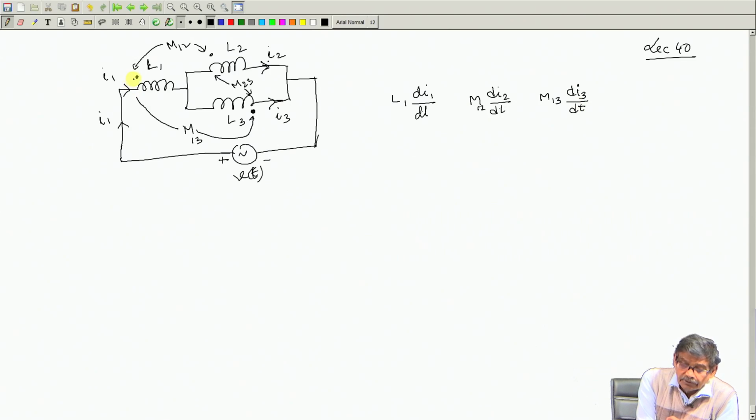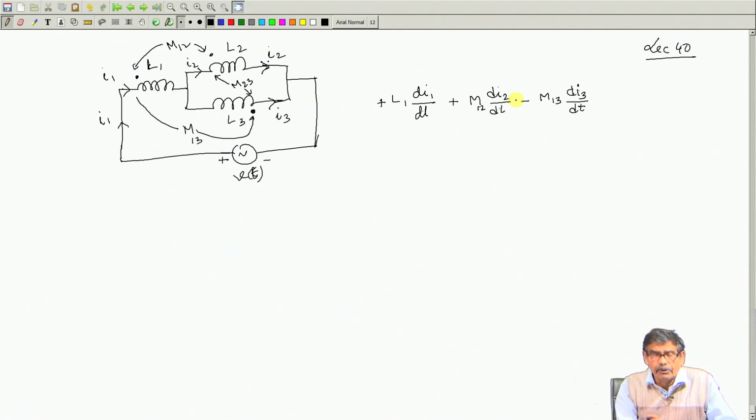Now, the question is, the drop across terminals A B, L1 dI1/dt, fine, this will be plus. What about the other terms, plus minus or minus plus? How do I decide? You see, I2 is flowing like this, through the dot it is entering, therefore the mutual induced voltage in L1 will be at the left side dot, so plus. For this coil, it is leaving the dot, therefore the right hand side will become plus, so this will be minus.